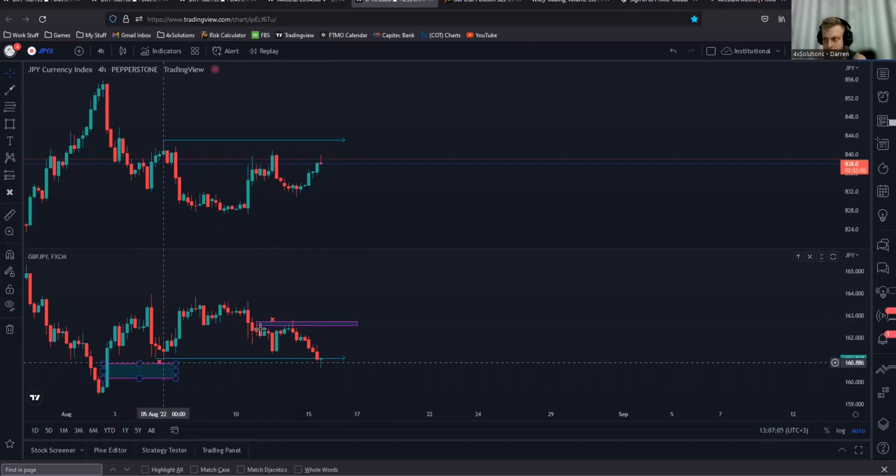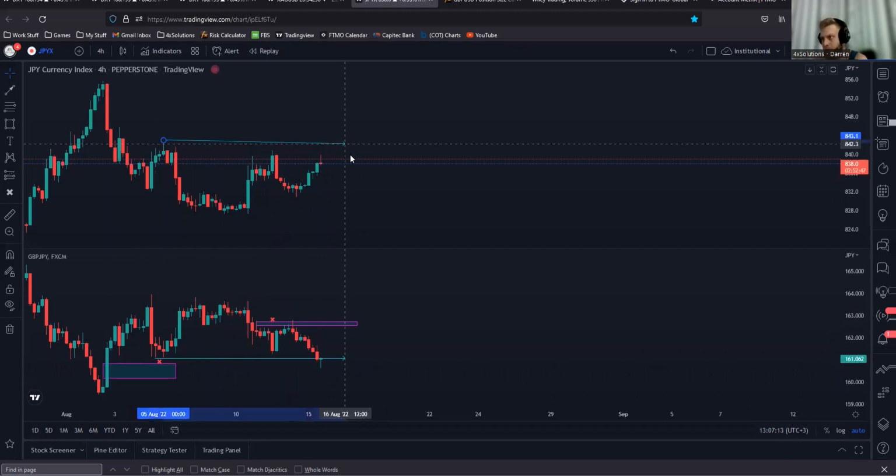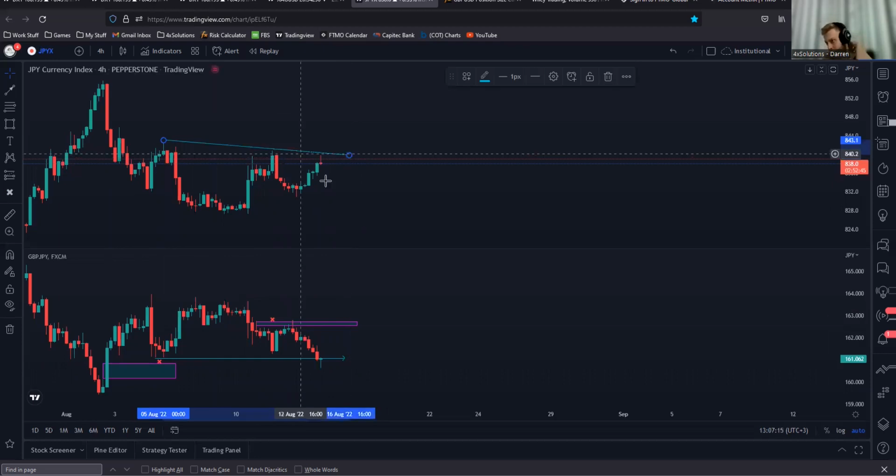Equal lows, price trades into the equal lows, raids the liquidity, closes some of the gap, and there's an opposite effect to that. So that's a lower high, that's mitigating. If this is mitigating, then this is weakness for this yen index. And if that's weakness for the yen index, that makes it easier for the pound to go higher over here. And then boom, price likely could rally.